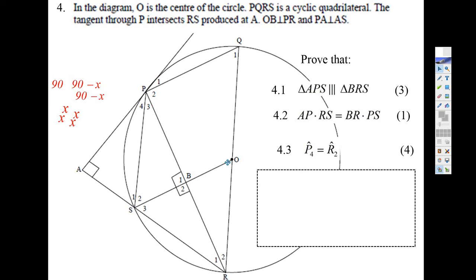Now here we go. In the diagram, O is the center of the circle. PQRS is a cyclic quadrilateral, so those points fit right on the outside of the circle. AP is a tangent through P, okay? Right there, that's a tangent line. That's what's important. It's also OB is perpendicular to PR. Ooh, that's a perpendicular line from the center. That would get bisected. Maybe that's useful. You might be able to use it.